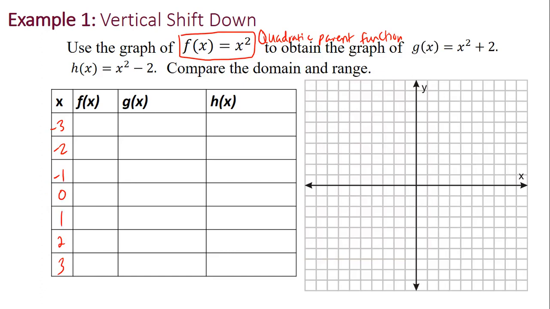How do I find my y values of my parent function? I'm going to plug them in. So what is -3 squared? 9. What is -2 squared? What is -1 squared? What is 0 squared? What's 1 squared? 2 squared? And 3 squared? 9. These are the values that help me create my function on a graph, right? So this is my table representation. Now we're going to make our graph representation. So take this moment, plot your points, and create your parabola.